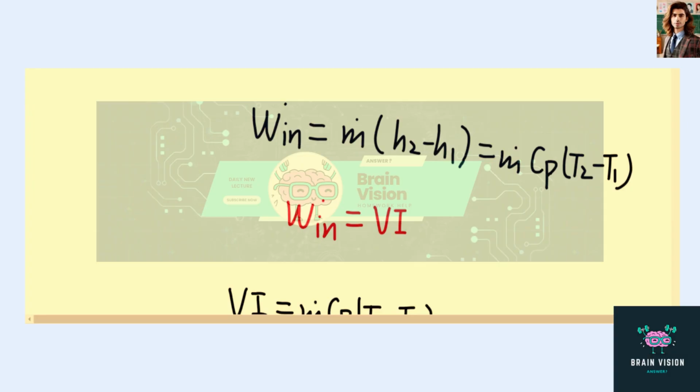Okay, so we know the power input, which is W dot in here, can be equal to M dot times H2 minus H1, which can also be expressed as M dot times Cp times T2 minus T1. M dot is the mass flow rate of the water, Cp is the specific heat for the water, T2 is the final temperature for the water, and T1 is the initial temperature for the water.